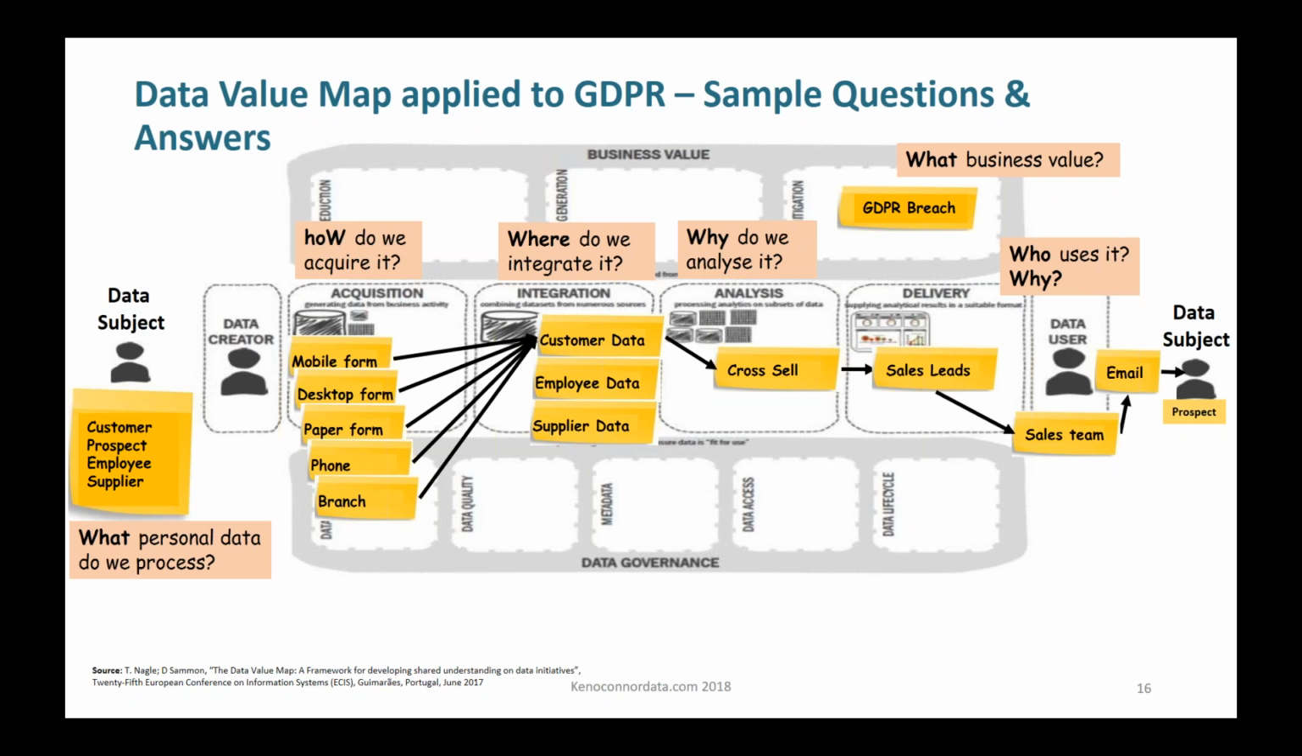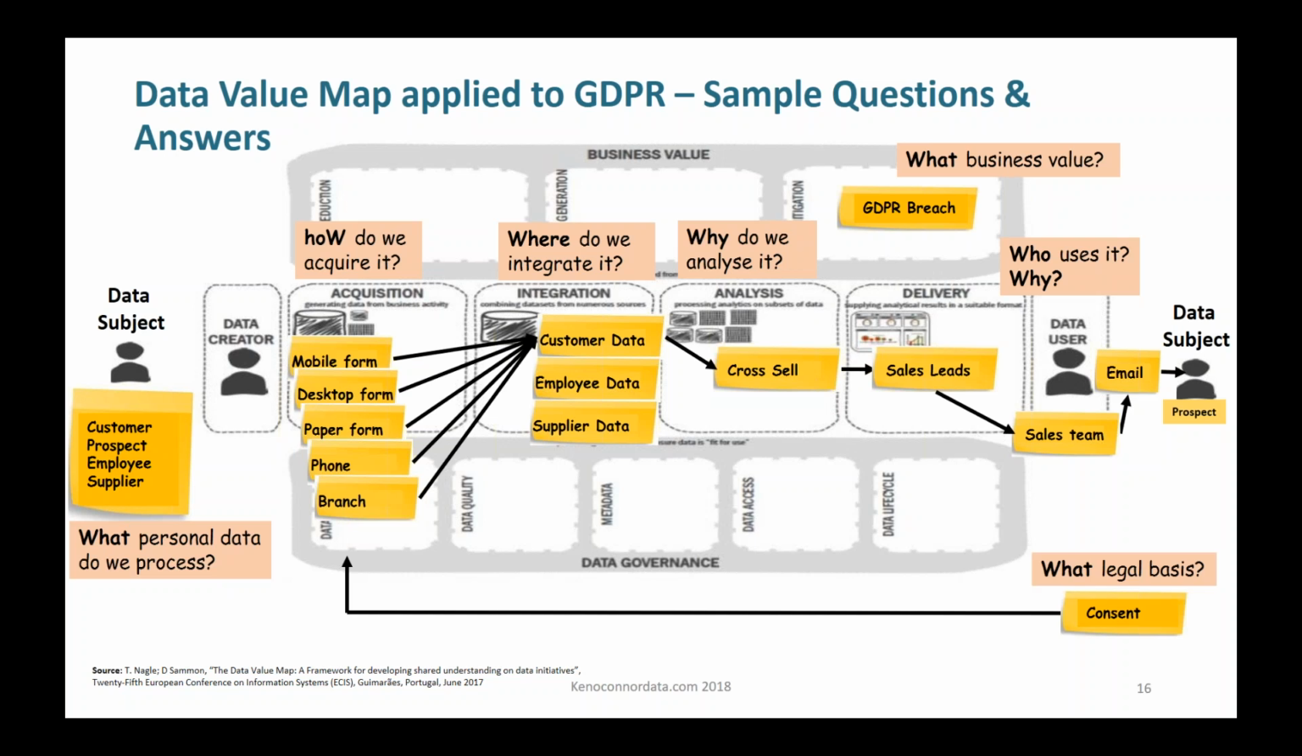Why? Because, well, they want to send an email, direct marketing, out to a prospect who happens to be a data subject. Okay, that's fine. So a GDPR specific question, what's the legal basis for sending that email to the prospect? Maybe the business people say, well, we're depending on consent. Well, that goes all the way back then to, well, how do we acquire consent? How do we acquire it across all of those different places, the different forms, paper forms, phone, branch? How do we then make sure?